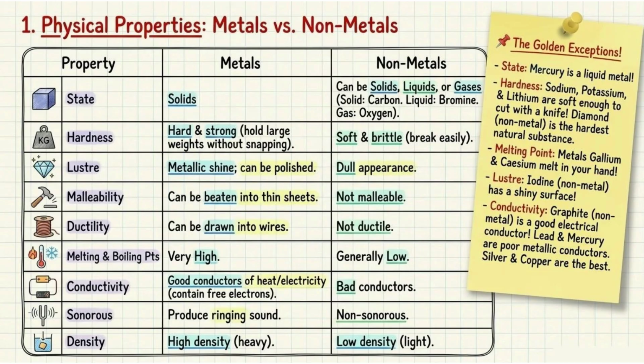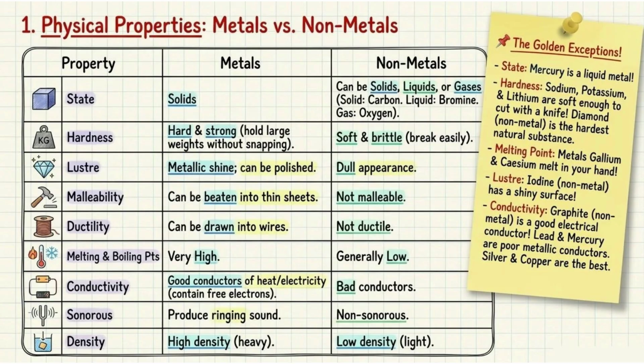What about hardness? Because we just said metals are tough. They are, but those metals you mentioned earlier, sodium, which is Na, potassium, K, and lithium, Li, are soft enough to cut with a knife. And on the flip side of that, diamond is a nonmetal, right? Yeah, made entirely of carbon. Yet it is the hardest natural substance on planet Earth. Exactly. Then there's melting points.